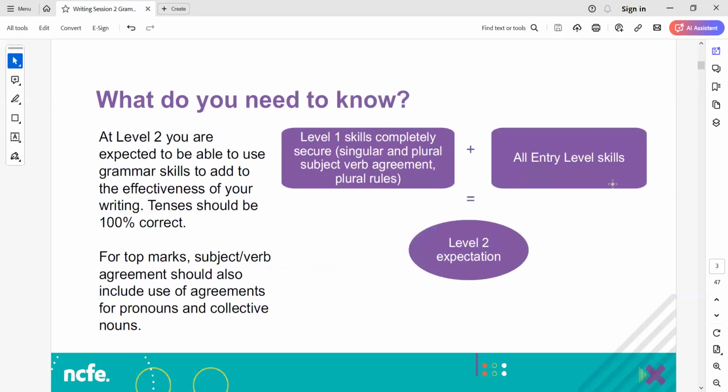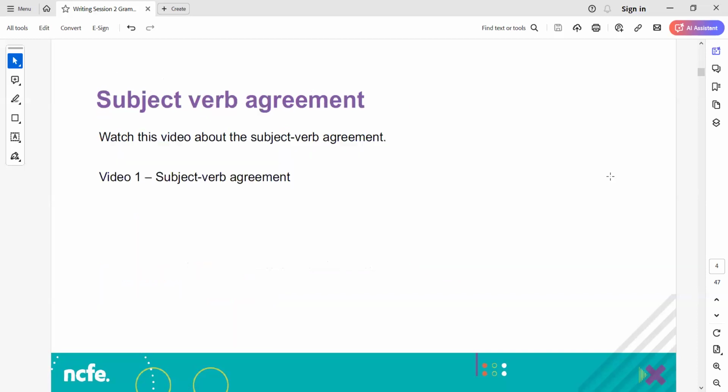So at level 2, you're expected to use grammar skills to add to the effectiveness of your writing, and all of your tenses should be 100% correct. And for the highest marks, the subject-verb agreement should include use of agreements for pronouns and collective nouns. So that's what we're going to be looking at today. So we're going to start with a video about the subject-verb agreement.